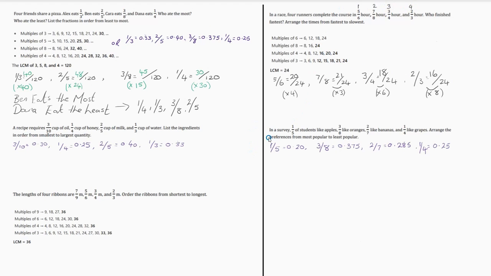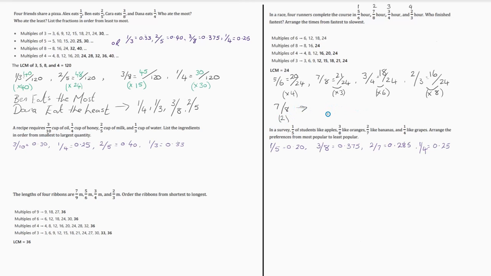So who finished the fastest? So let's have a look. Where's the greatest numerator? 7/8, isn't it? So 7/8 was the fastest. Arrange times from fastest to lowest. Which was number 2, as we've labelled it. And the final part, fastest to slowest.